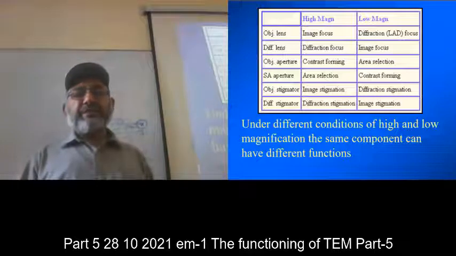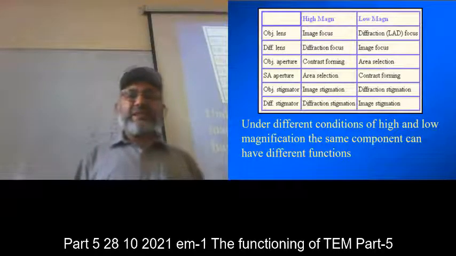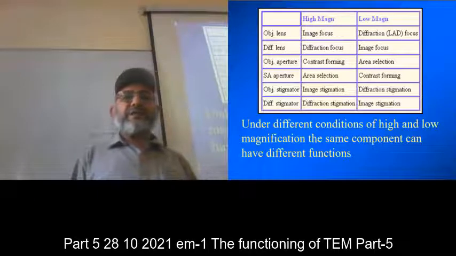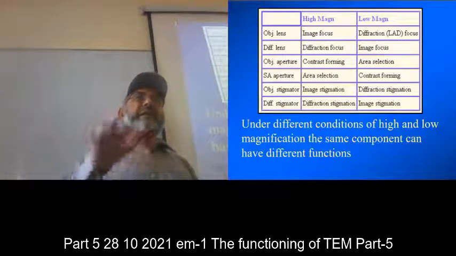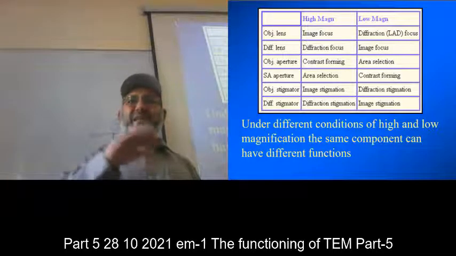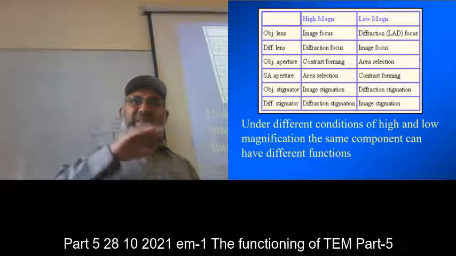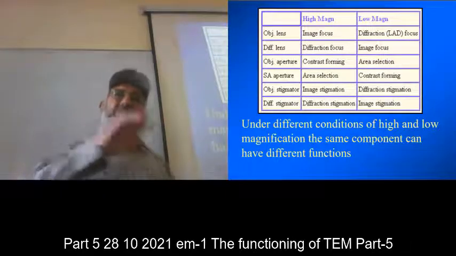Objective astigmatism, image astigmatism and diffraction astigmatism. When you take an image of a moving thing, blurriness occurs. So astigmatic images are also like that.